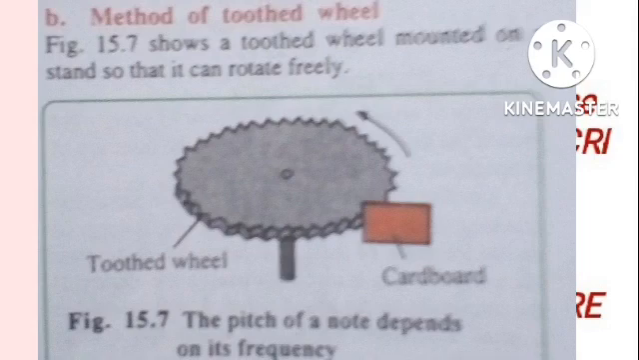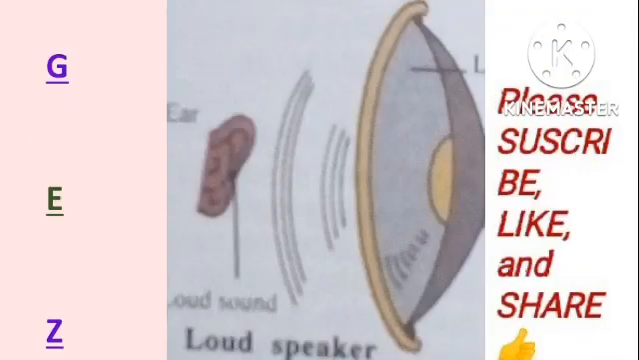So as the wheel rotates faster, the pitch of the emitted note is observed to be higher and higher. So that shows that the pitch of sound is actually directly proportional to its frequency. Another property of sound which can be talked about is the loudness. Now the loudness of sound is basically also dependent on the amplitude of the sound waves.